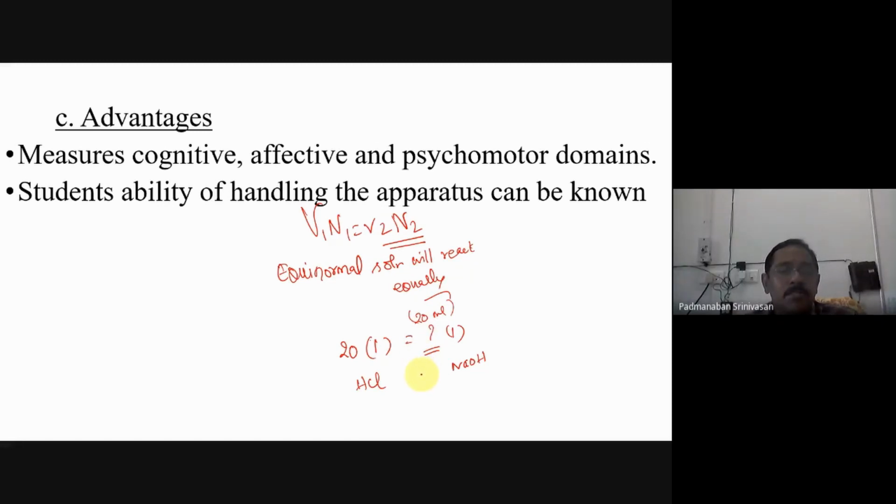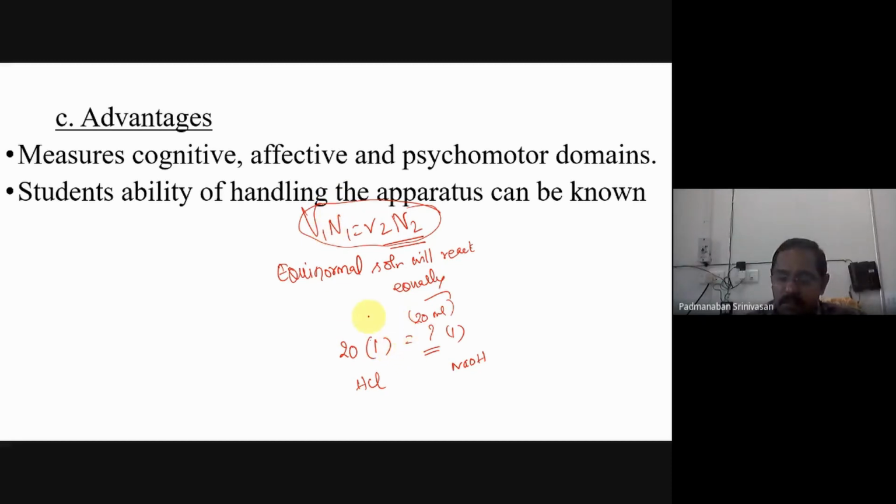Therefore, equinormal solutions will react equally. So normals are equal, therefore volumes are equal. So with that only we got this. This is the basis of all titrations.